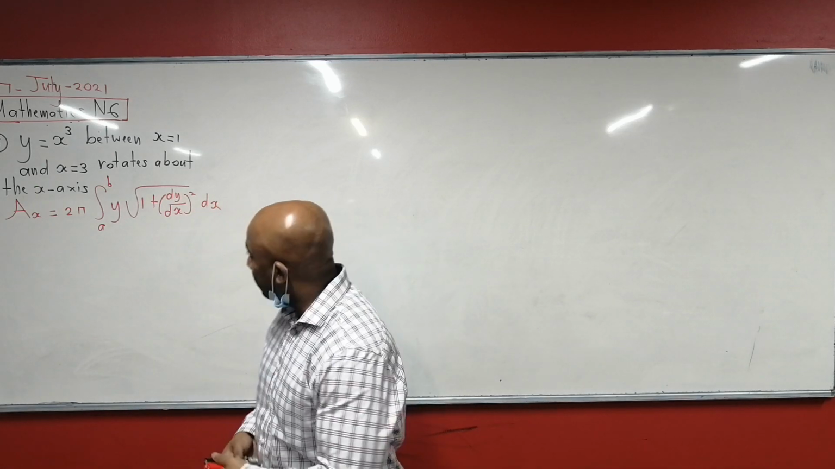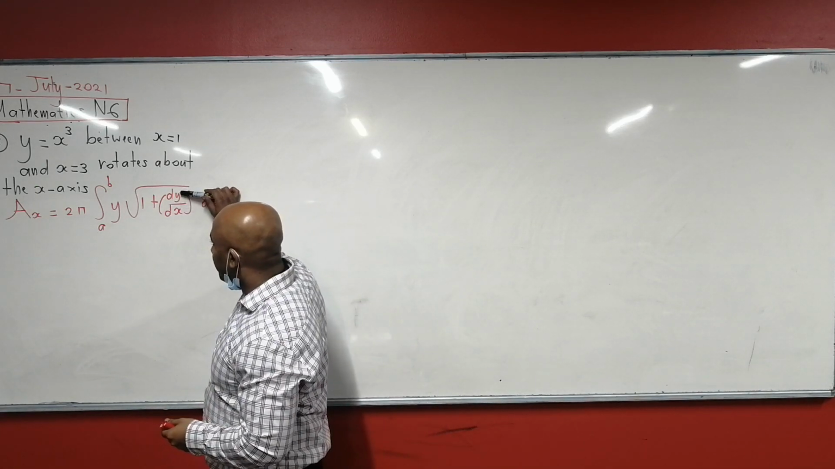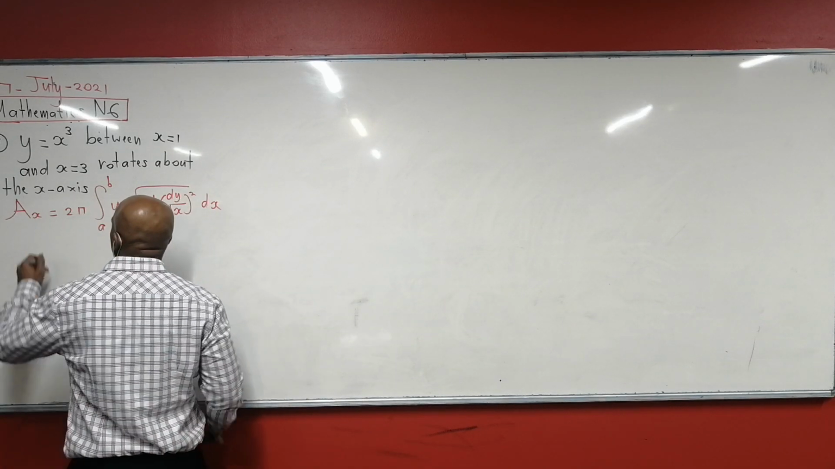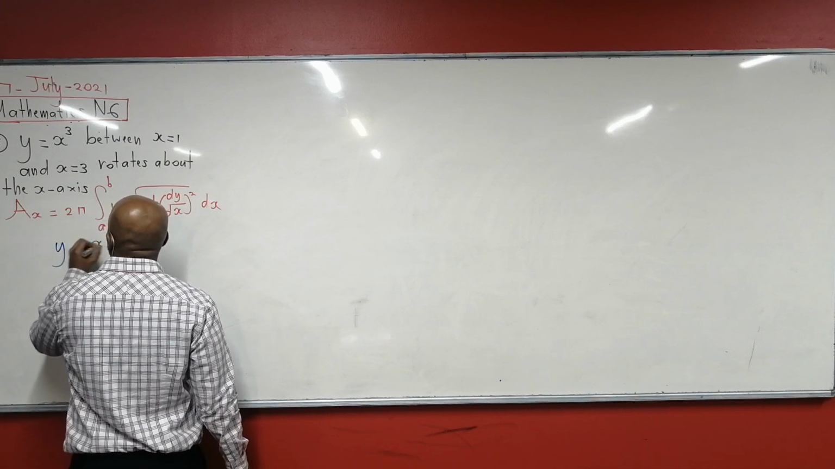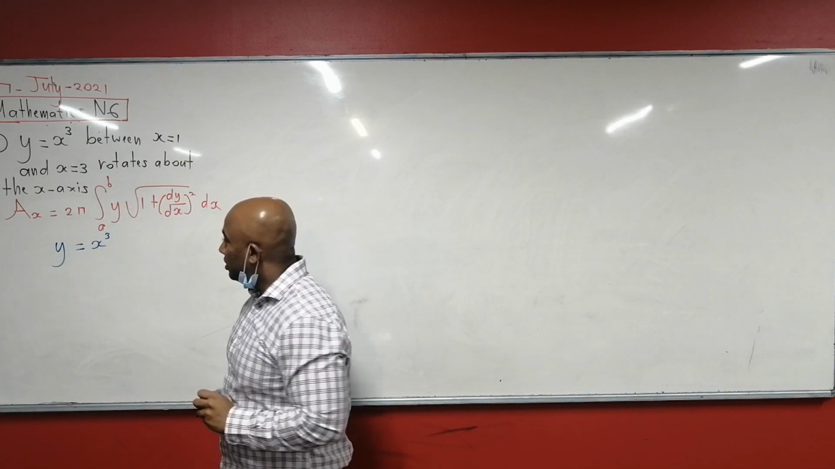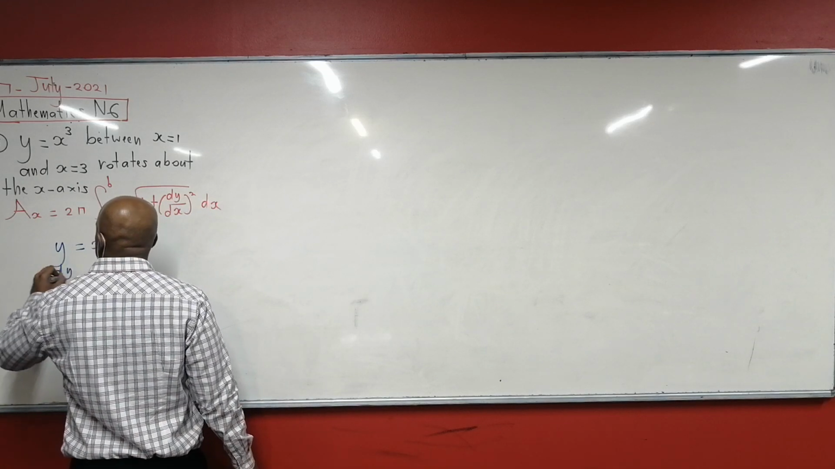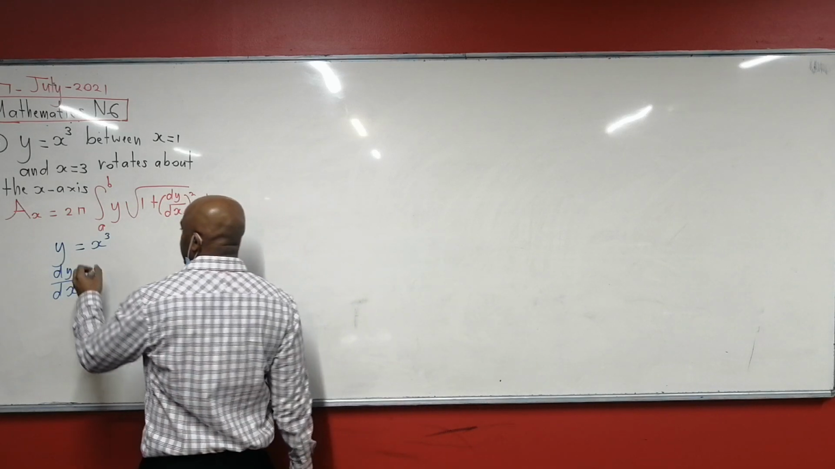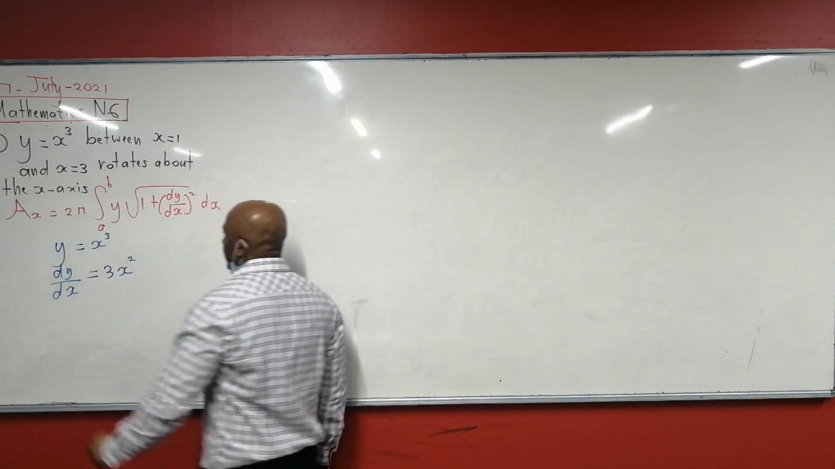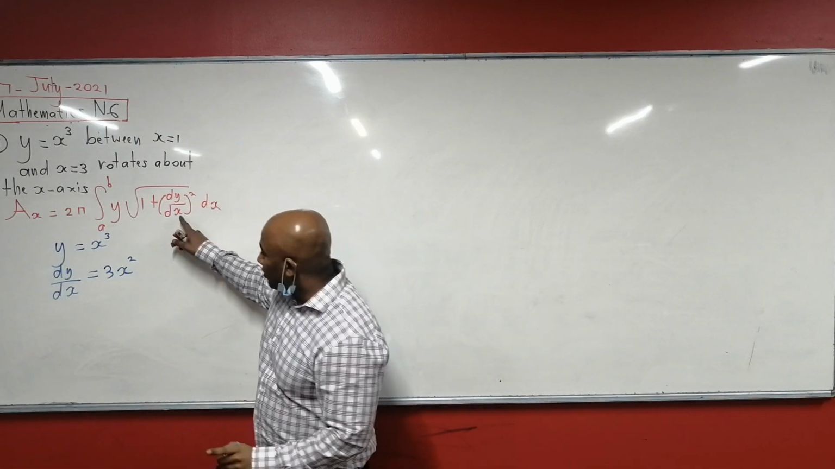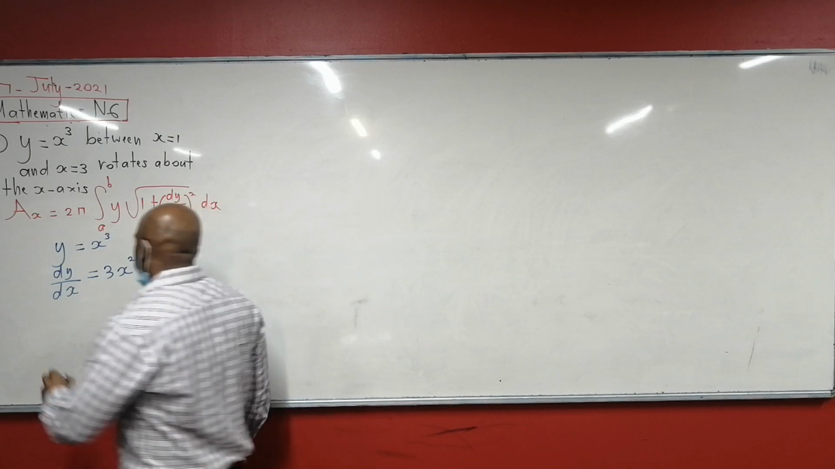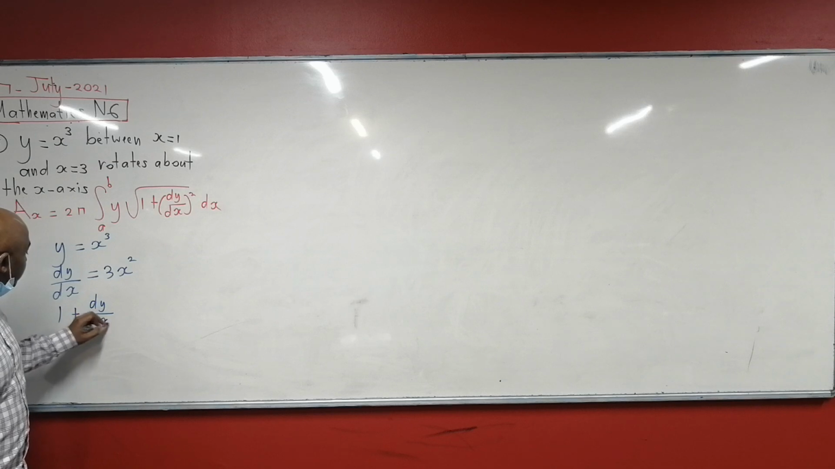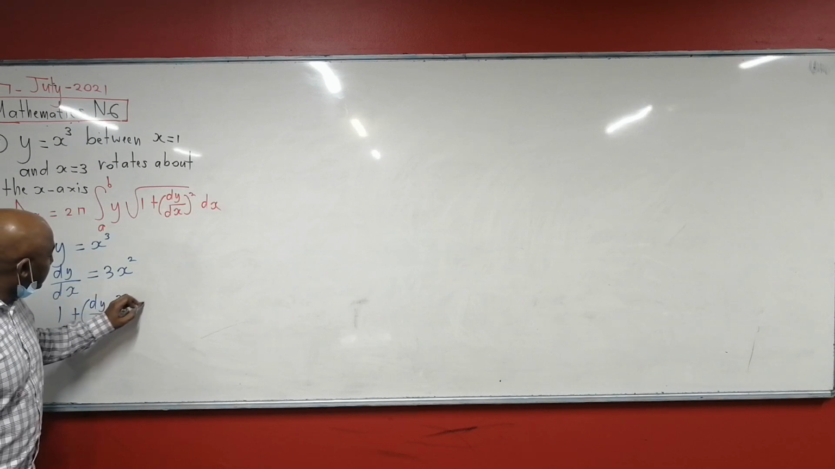What do we need to do? We need to find dy over dx. We need to square it. So now, y is equal to x cubed. If I differentiate this, dy over dx, the derivative of x to the power 3 will be 3x squared. What do I need to do now? I need to square it, I need to add 1. So now, I'm going to go 1 plus dy over dx, all squared.